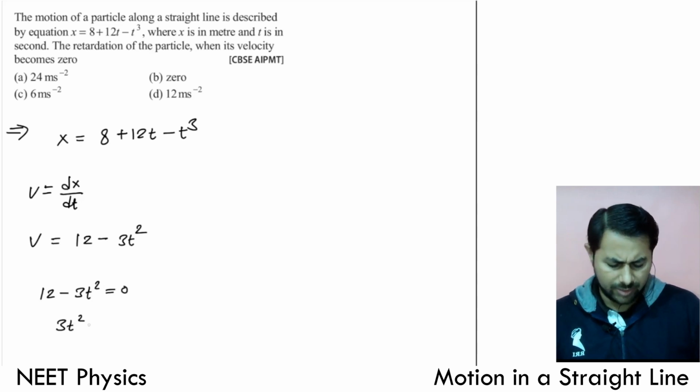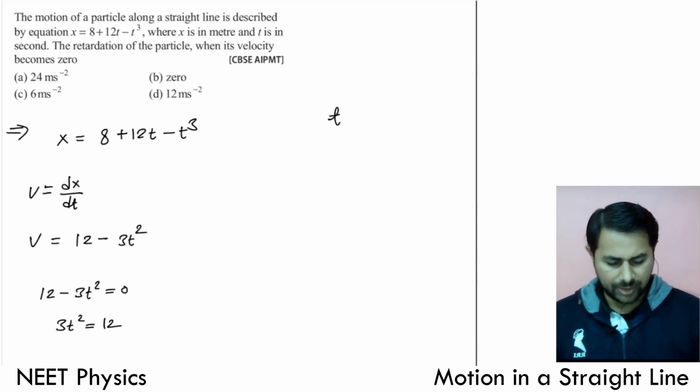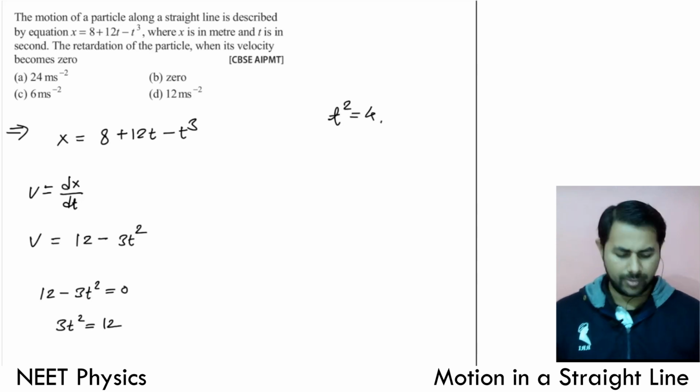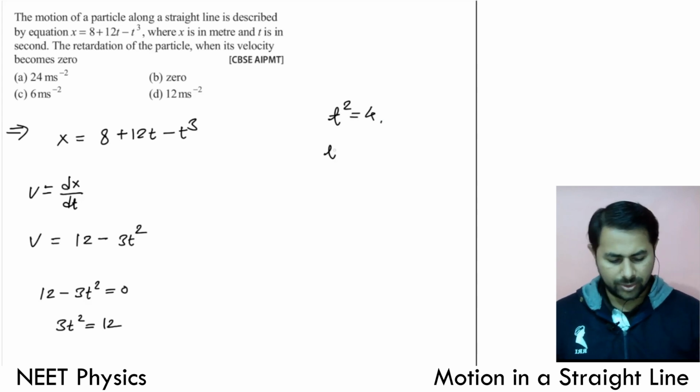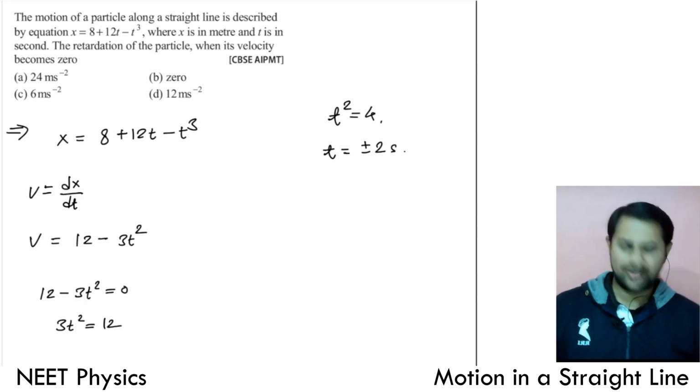So 3t square will be equal to 12, that is t square is 12 by 3, that means t square is equal to 4. So you get two values of t, equal to plus or minus 2 seconds. Which one will you take? Plus 2 or minus 2? Plus 2, okay, because time cannot run backwards.